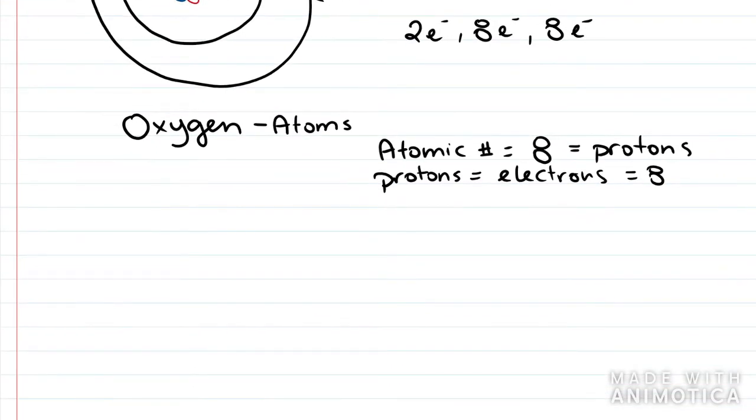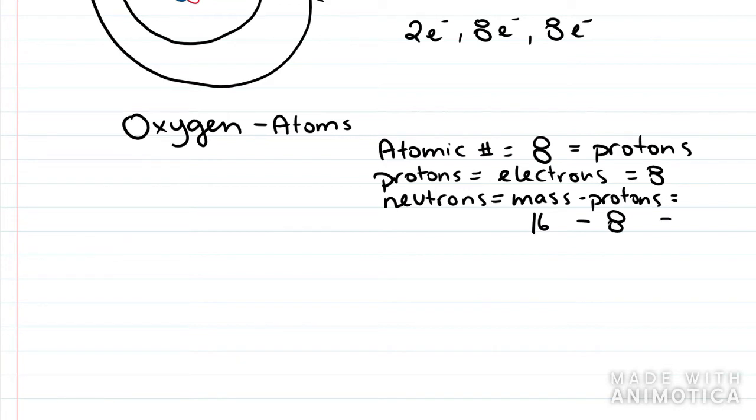Neutrons are a little bit harder. So neutrons are going to equal the atomic mass minus the number of protons. So remember, the mass is the number at the bottom, and it's usually the biggest number on the square in the periodic table. So for this one, the mass for oxygen is 16. The number of protons we have up here is 8. 16 minus 8 gives us 8 neutrons.